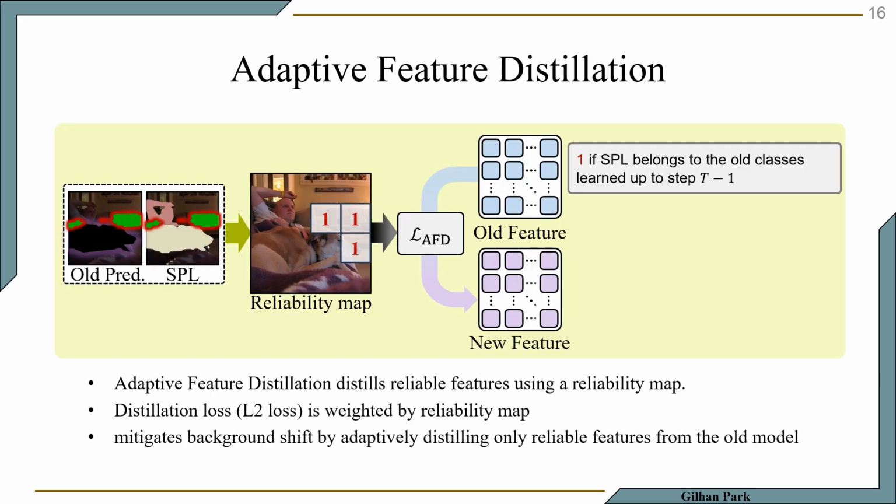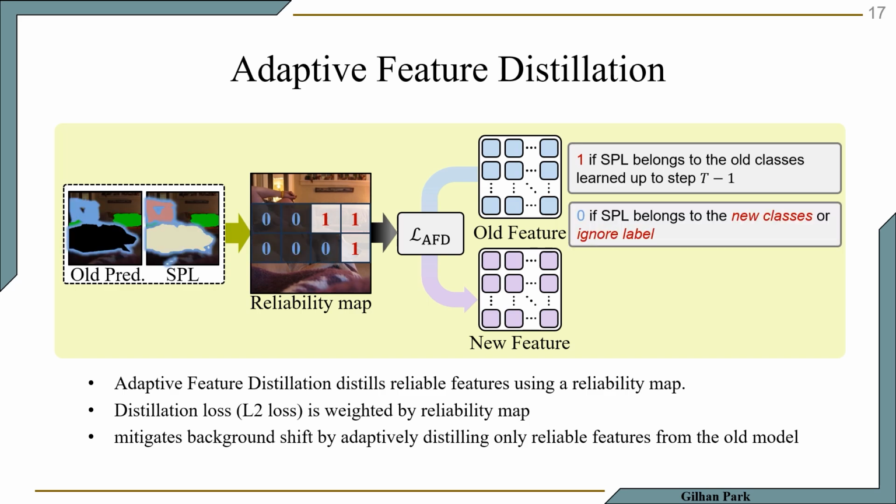Adaptive feature distillation works by selectively focusing on the most reliable features during training. To do this, we create a reliability map that helps identify which areas of images should be distilled. This map is built using three key rules. First, pixels from old classes are assigned a value of 1, meaning they are treated as highly reliable. These areas will be retained with confidence during distillation.